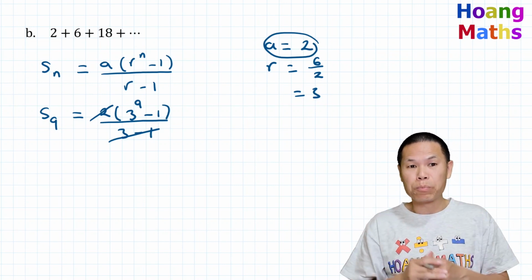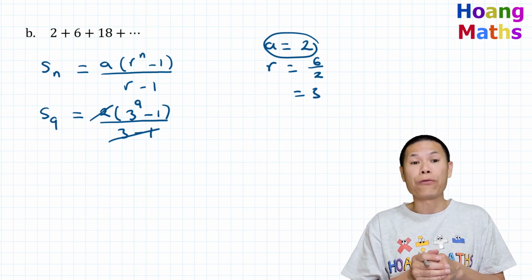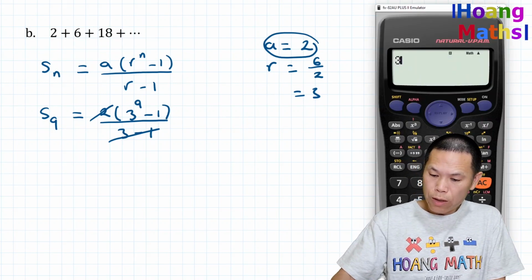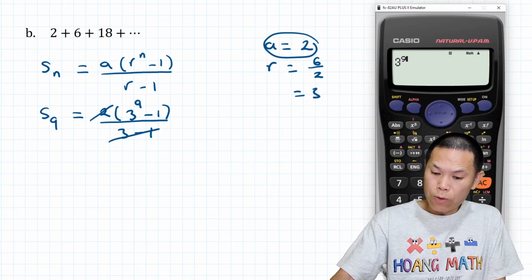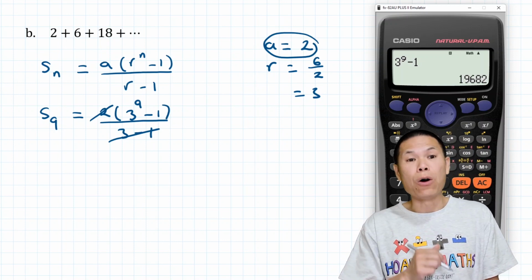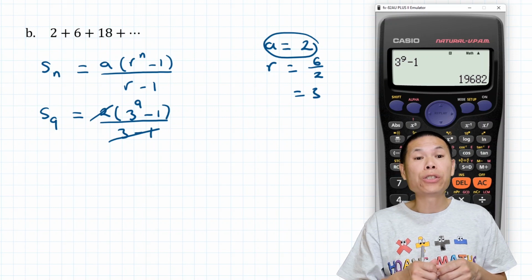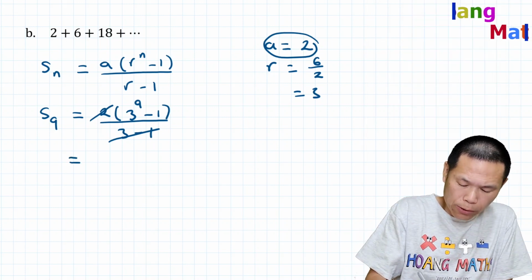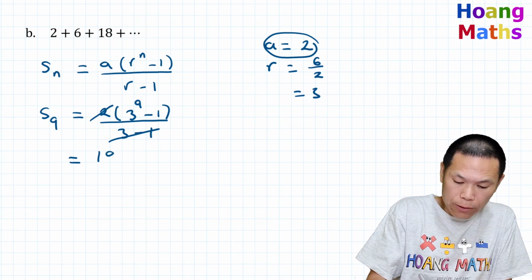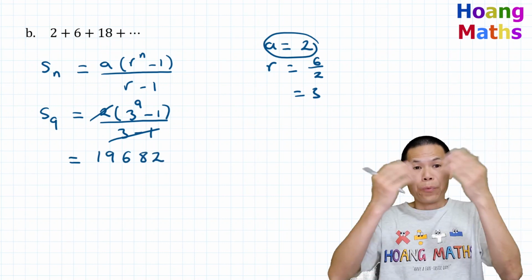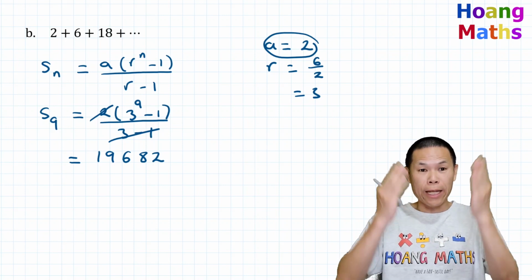So I can just put that in a calculator. 3 power of 9 minus 1. So we just go 3 power of 9, we minus 1. There you go. So 19,682. So that is equal to 19,682. There you go, and I hope you got it correct.